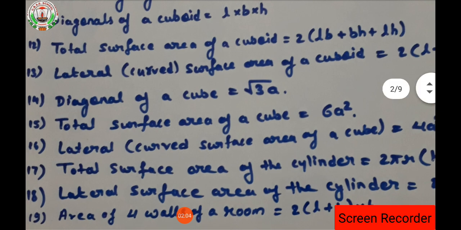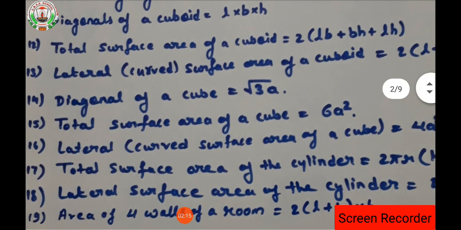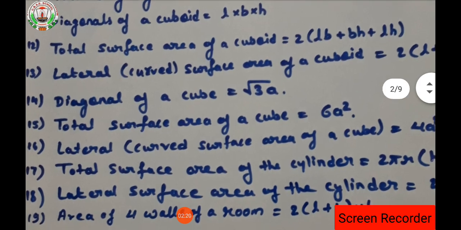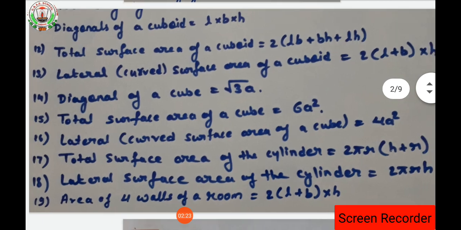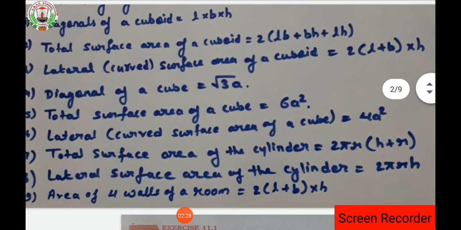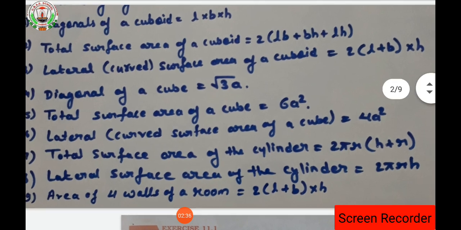Okay, total surface area of a cuboid is equal to 2 into (LB plus BH plus LH), that means length into breadth plus breadth into height plus length into height. Okay, next one is lateral surface area of a cuboid. Lateral surface area of a cuboid also indicates the curved surface area. That means another name for the lateral surface area is curved surface area. That is 2 into (L plus B) into H.